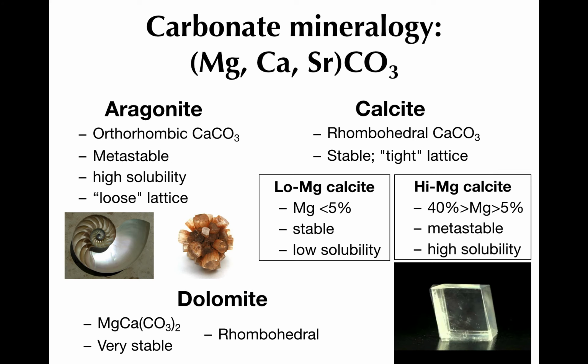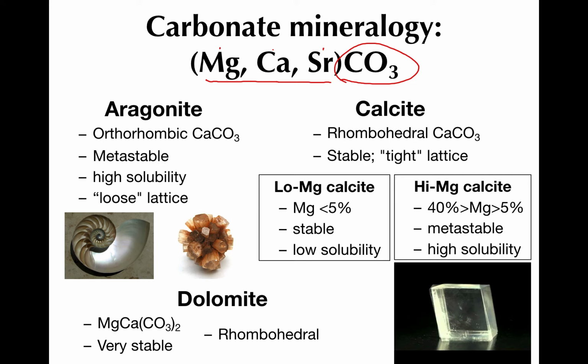Carbonate minerals are those that consist of the carbonate anion, CO3, bonded to some cation or a combination of cations. The three cations that most commonly form carbonate minerals in seawater are magnesium, calcium, and strontium, and I've listed these in order of their ionic radius. So magnesium is a smaller ion than calcium, which is smaller than strontium.